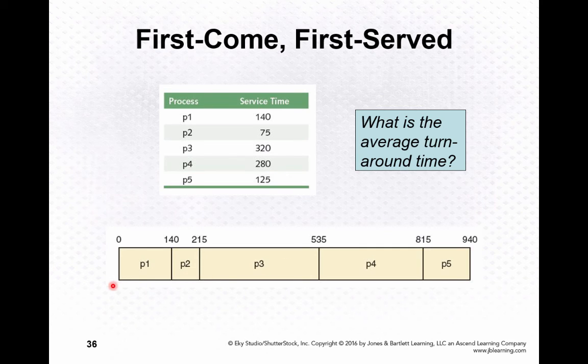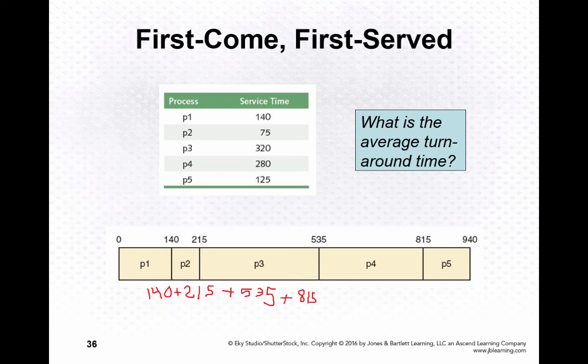So the turnaround time for process 1 is 140 milliseconds. And for process 2, the turnaround is 215 because it had to wait for process 1 to finish. So if you wanted to add up all of those turnaround times, you're going to be looking at 140 plus 215 plus the turnaround time for process 3, which is 535, plus the process time for P4, which is 815, and plus 940.